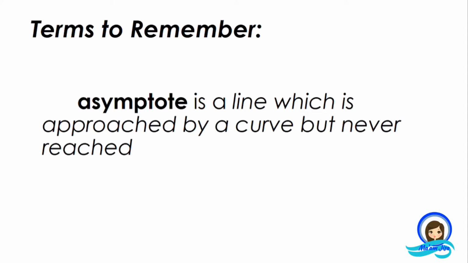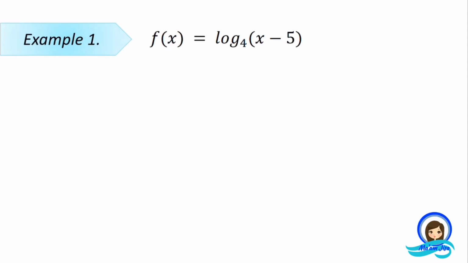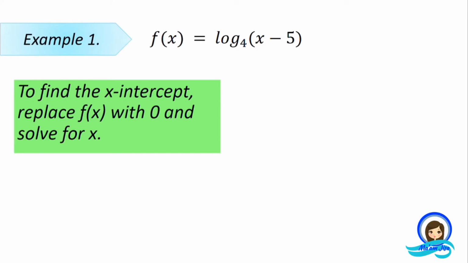Now this time, let us try to find the intercepts and asymptotes of logarithmic functions. Let's start with this first example. To find the x-intercept, replace f of x with 0 and solve for x. So in this case, f of x will be replaced with 0. We need to transform this into its equivalent exponential form. And we all know that the base in a logarithmic form is the base in an exponential form. The logarithm is the exponent. Therefore, it is written this way. So we have this line.